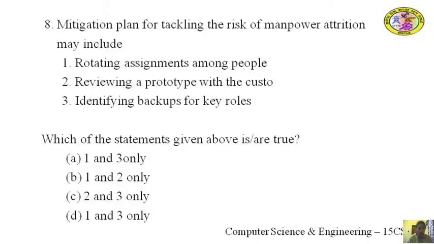Yes, it is option D. That is 1 and 3 only. Mitigation plan for tackling the risk of manpower attrition may include rotating assignments among people as well as identifying backups for key roles.